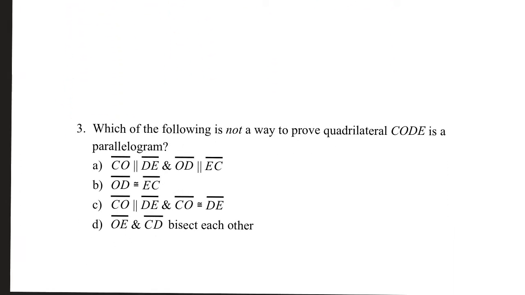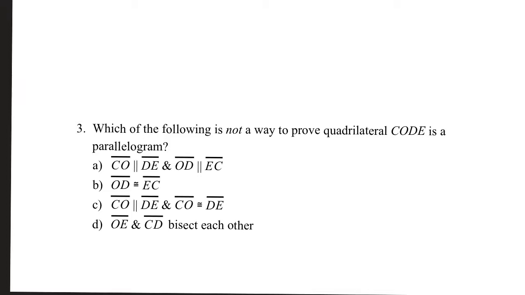One more multiple choice question at the bottom. So which of the following is not a way to prove that the quadrilateral CODE is a parallelogram? Well, if we're looking at our list in your notes, we have both pairs of opposite sides congruent, both pairs of opposite sides parallel, one pair of opposite sides are both congruent and parallel, or the diagonals bisect each other. So let's just go through this list.